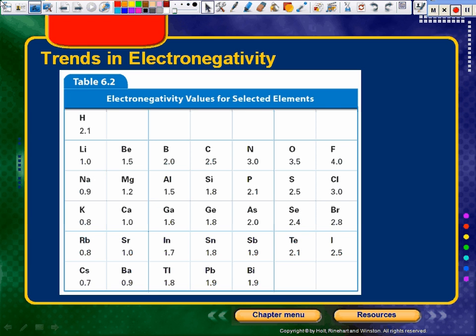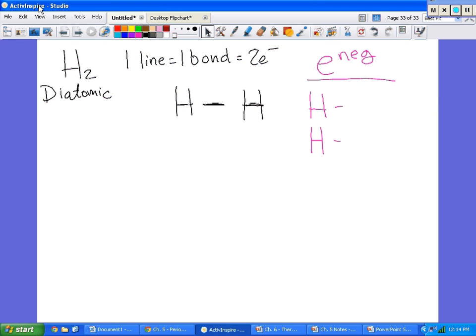Everybody see 2.1? Okay. All right, so hydrogen's value is 2.1, minus 2.1 gives me an answer of 0. So, is there any difference in their electronegativity values? We cool with that? So, here's what's going to happen.